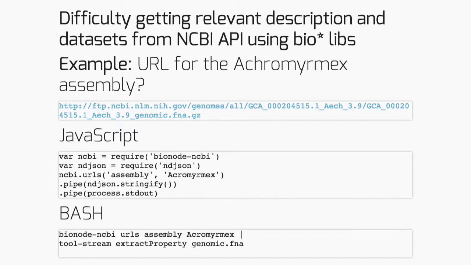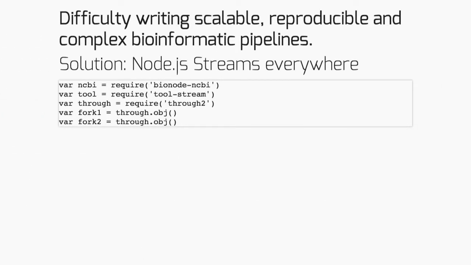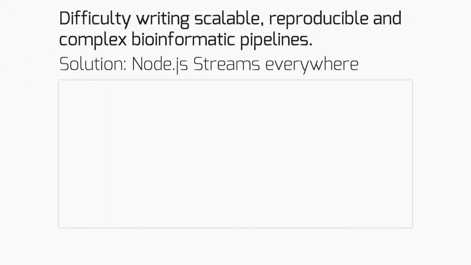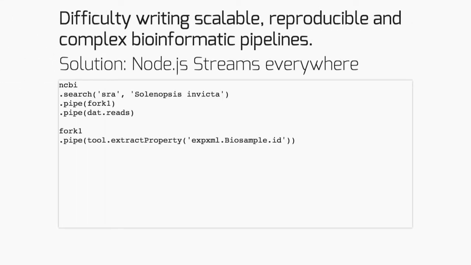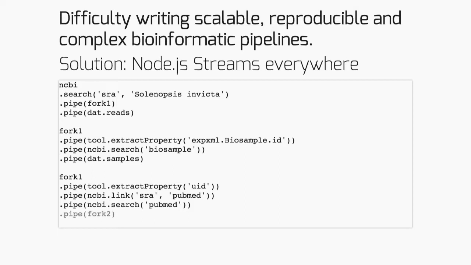In JavaScript I can do some crazy things. Like here I'm requiring NCBI, I'm requiring another stream, and I'm going to create two empty streams to fork the data. So instead of having the linear pipeline, I'm starting to fork it. Here, for example, I'm doing an NCBI search, and then I'm storing the reads in a data repository, but at the same time I'm forking here on the second line. And so here I'm continuing the pipeline. It's the same thing here: I'm getting the same object and doing something else with it, so searching for the sample and then storing it in the samples.